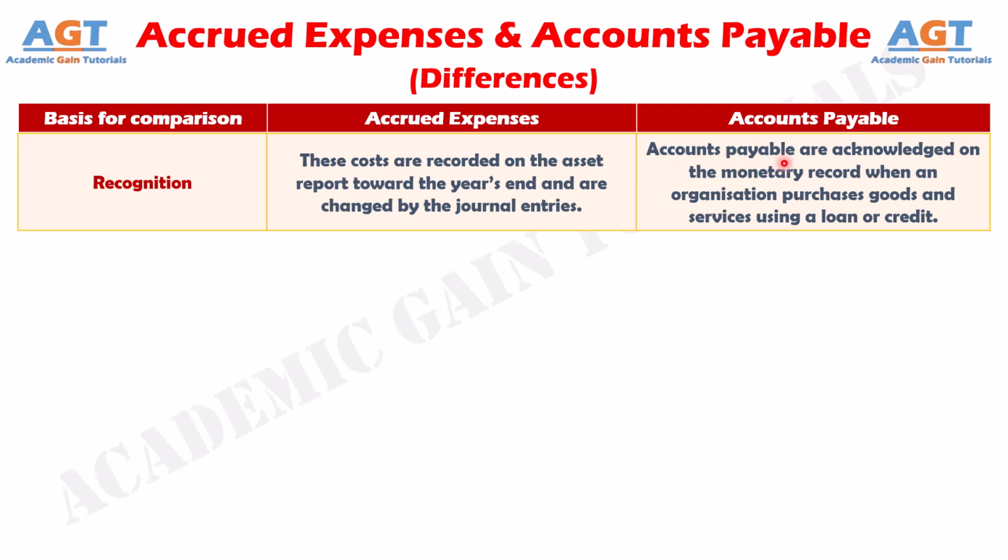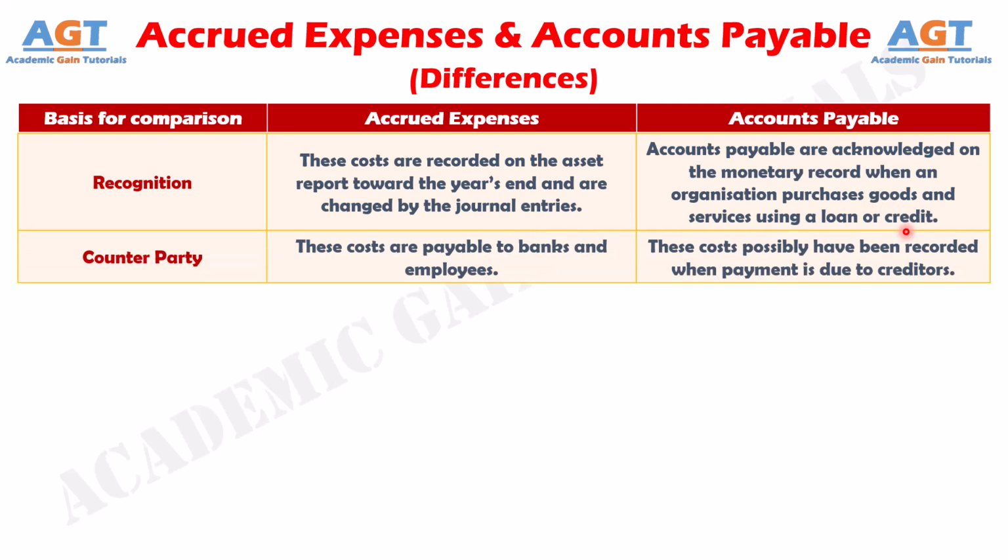Whereas, accounts payable are acknowledged on the monetary record when an organization purchases goods and services using a loan or credit. And finally, difference number 7. In case of accrued expenses, these costs are payable to banks and employees. Whereas, in case of accounts payable, these costs possibly have been recorded when payment is due to creditors.